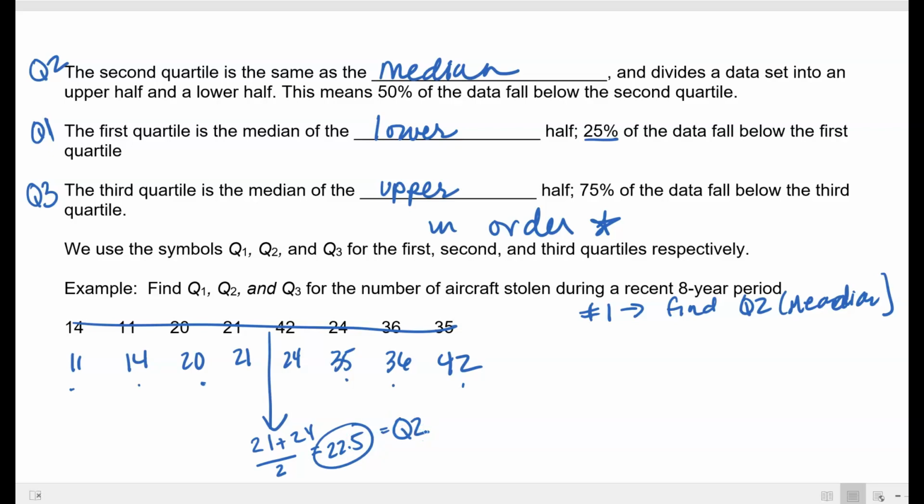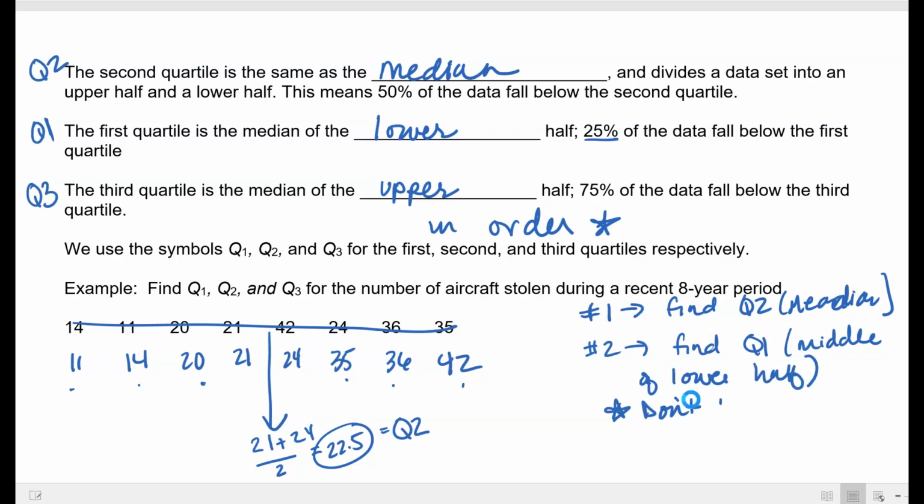The next thing you're going to do, step 2, is find Q1, which is the middle of the lower half. And you're not going to include the median. Don't include the median or Q2. So I'm going to use a different color. I'm only looking at these numbers. I'm not including that 22.5.